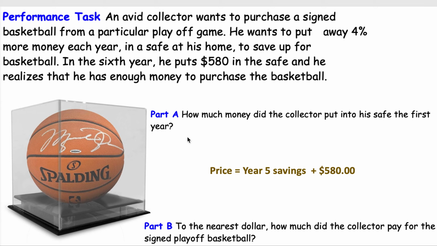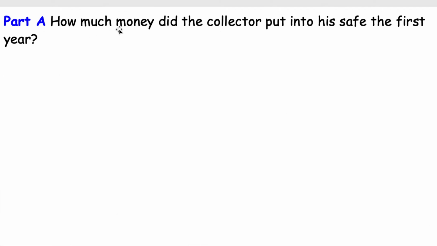There are two questions. Part A: how much money did the collector put in his safe the first year? And Part B: to the nearest dollar, how much did the collector pay for the signed playoff basketball? So now let's answer Part A, how much money did the collector put into his safe the first year.